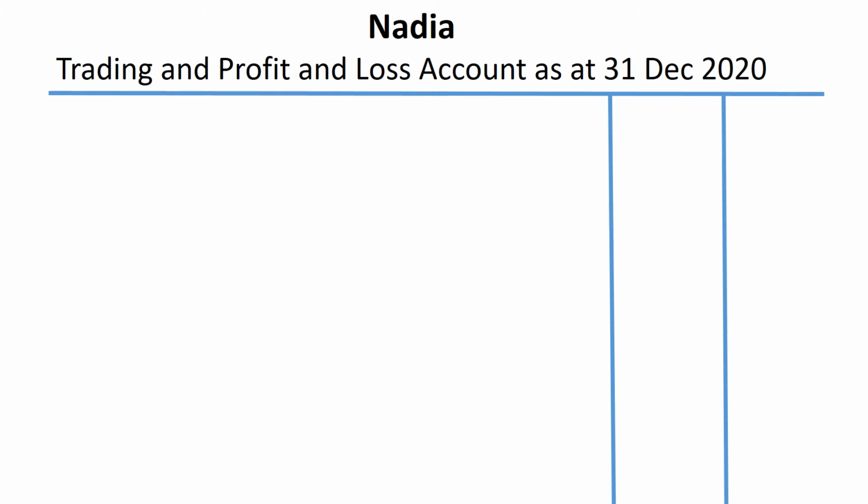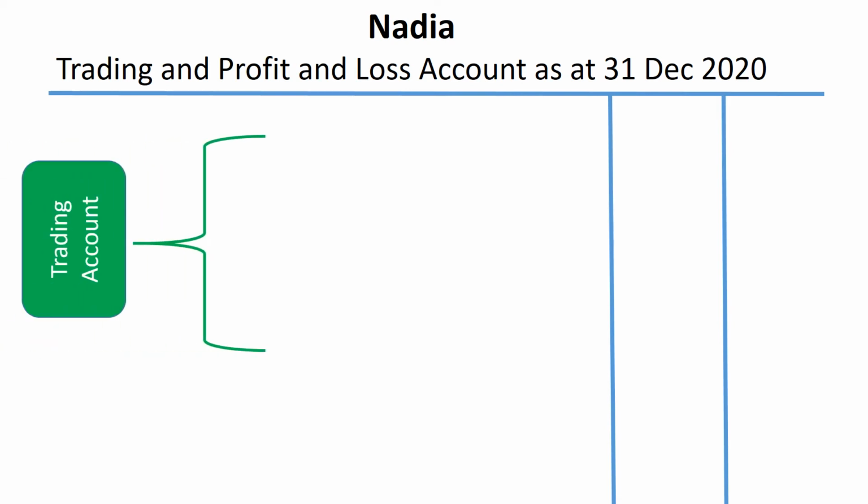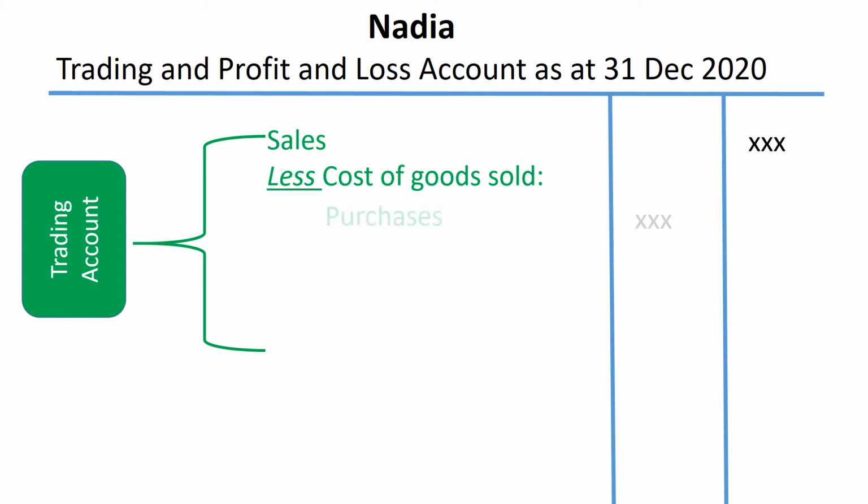I will use the name Trading and Profit and Loss account in this exhibit. The trading and profit and loss account is split into two parts. The first part of this statement is the trading account part, which consists of sales minus the cost of goods sold. Under cost of goods sold, we have purchases.